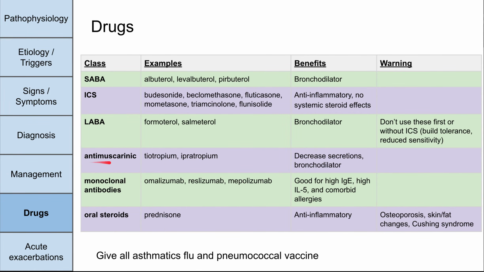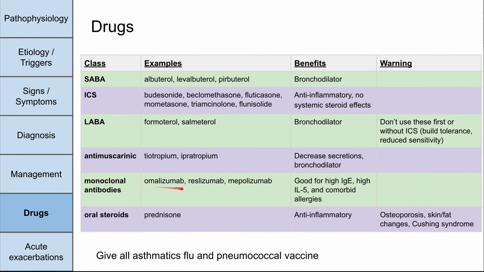Another category is the anti-muscarinic drugs. This is like tiotropium and ipratropium. These decrease secretions and they're bronchodilators. Another category is the monoclonal antibodies. These are a bit more expensive. I guess that might be something you would put in this negative column.